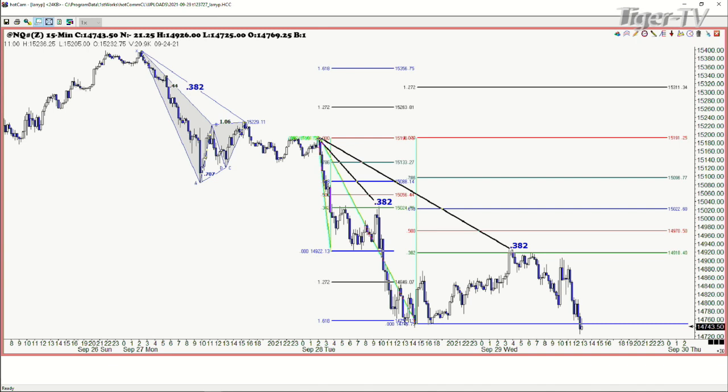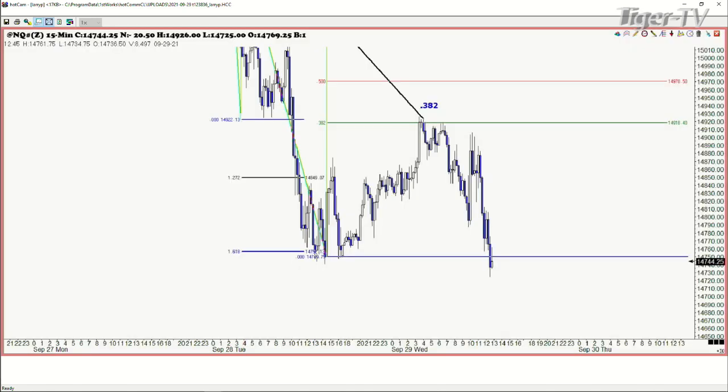Those of you that have ever seen an ABCD pattern, you'll see that what we completed here at new lows was right at an ABCD. So until we start consolidating to the downside, I think we're going to bounce from here, and the move to the downside will start either Thursday or Friday. That's what I'm expecting.